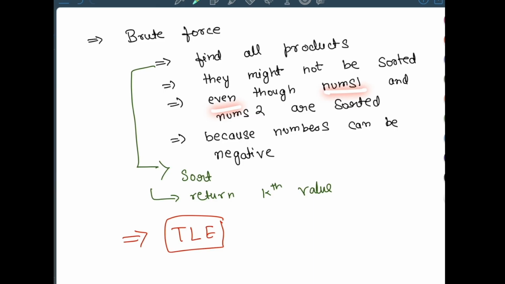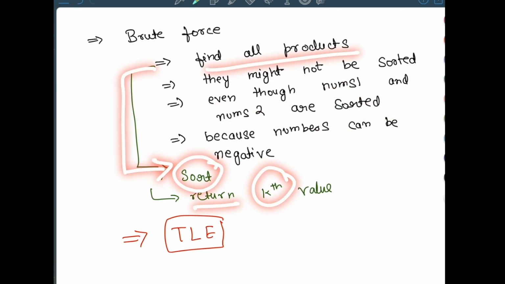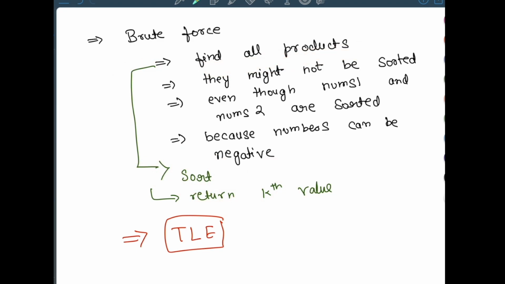And even though the nums1 and nums2 arrays are sorted, because the numbers can be negative, all the products are not sorted. So we might need to sort it. So first find all the products, and then you need to sort the data and return the kth value. This is very much straightforward, right?